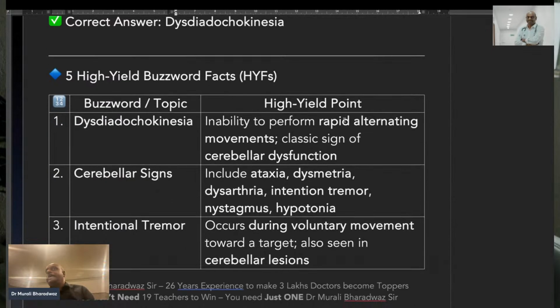Tremors. Different types. Resting tremor, intention tremor. Parkinsonism tremor is asymmetrical tremor, pill rolling. Flapping tremor in case of the hepatic encephalopathy. Intention tremor in cerebellar dysfunction. That means only in the beginning of movement and the end of the movement. That is intention tremor.